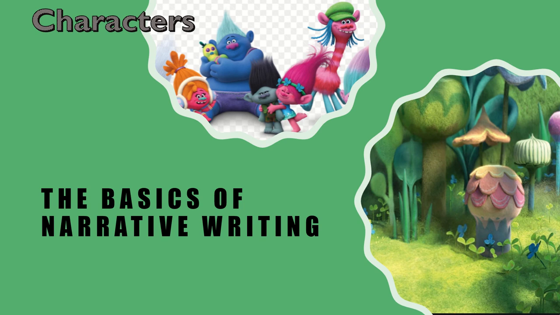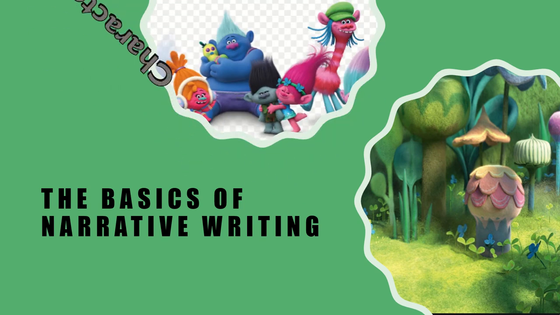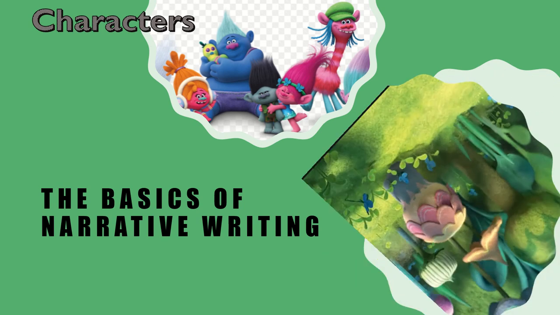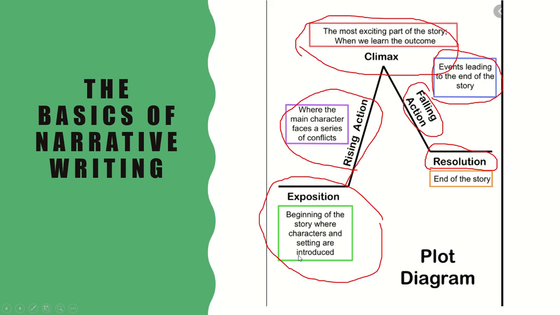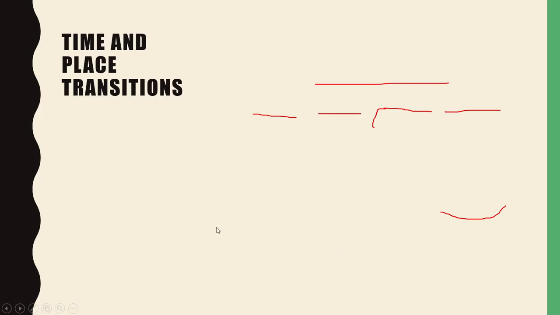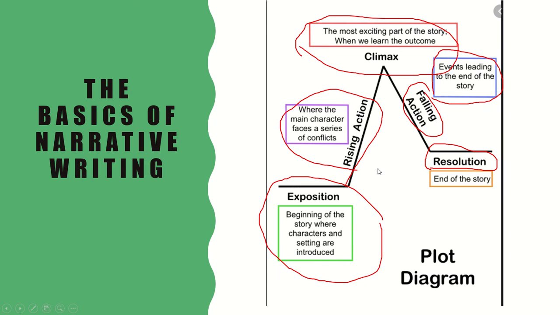Now we know that in basic narrative writing we have characters, and we also have a setting. And those are important parts of basic narrative writing. Then we have the different parts of the plot mountain. These are going to be the different areas in which your story is going to happen or to be composed and put together.